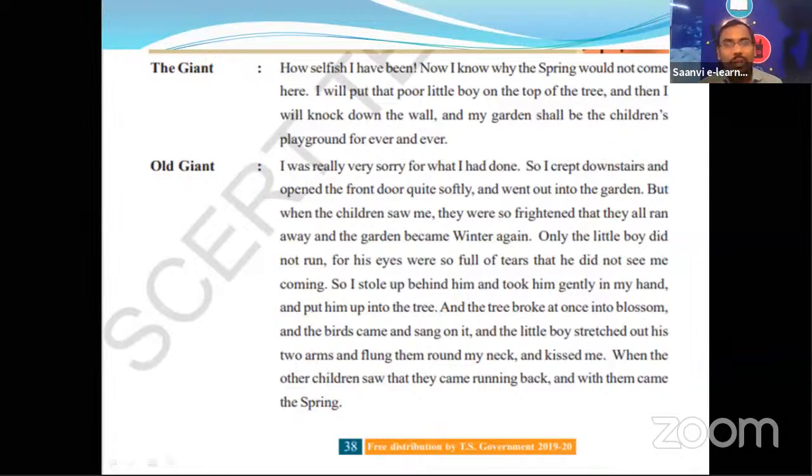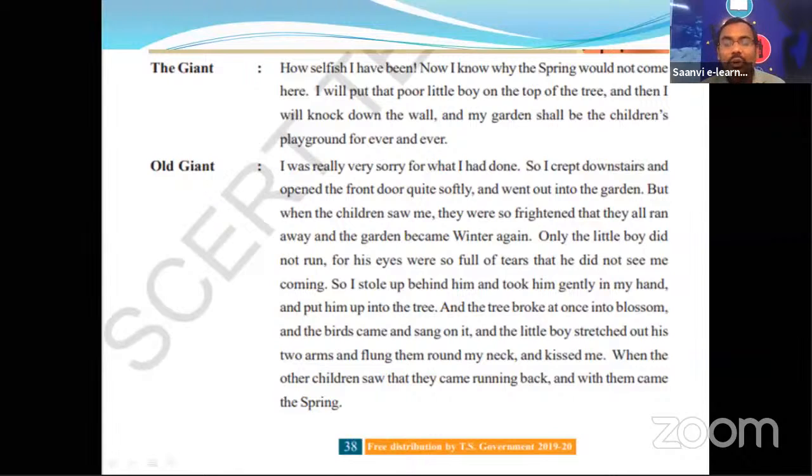The giant wanted to put the child on the top of the tree. That's why he crept downstairs, moved very fast and opened the front door quite softly, because he knew that when the children saw him, they would run away. But when the children saw the old giant, what happened? They were so frightened, so scared, and they all ran away, and the garden became winter again.